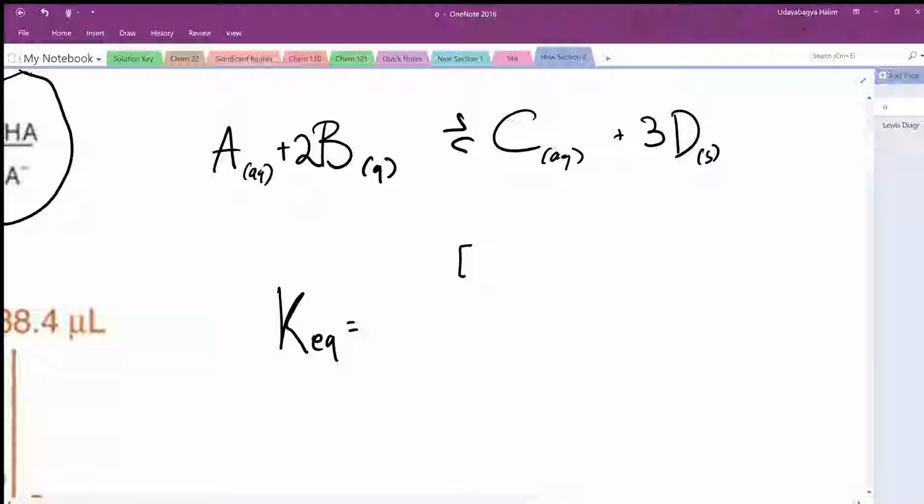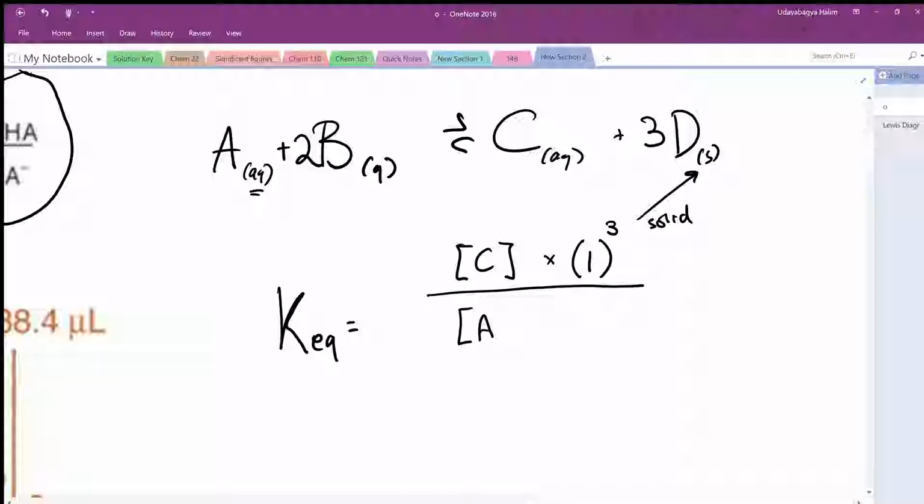What of C? Concentration or concentration? Okay, concentration of C times 1, because D is a solid, so you put 1 as your coefficient, to the power of 3, divided by A is aqueous, so I'm going to put the concentration of A times the concentration of B. Oh, sorry, B is a gas, so partial pressure of B to the power of 2.